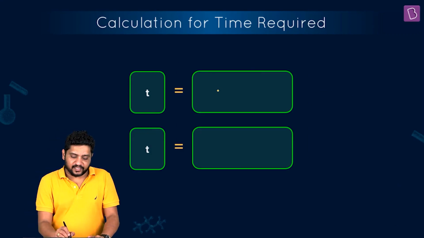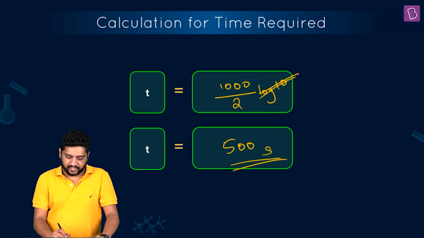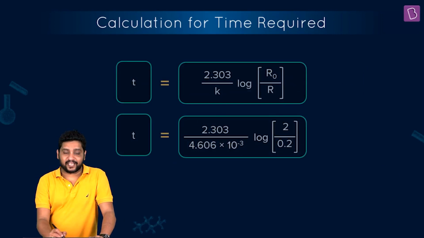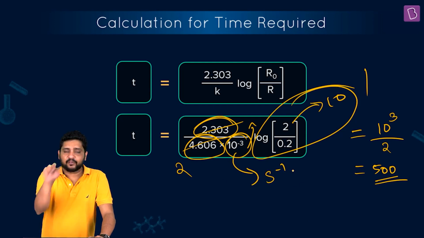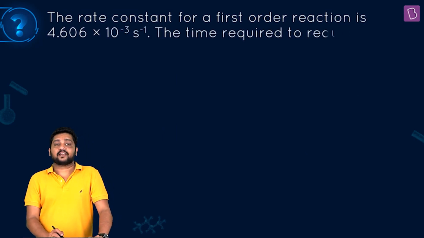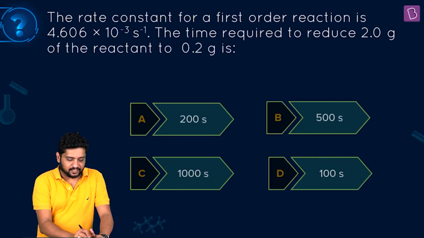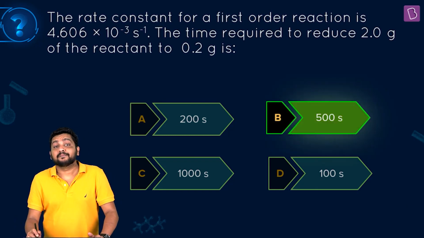So what we got is that t will be equal to 1000 by 2 into log 10, right? So this is obviously 1. We can say this answer will be 1000 by 2, which is 500 seconds, right? Second inverse was what was there in our k. You might be remembering, right? So in this we had second inverse. When it goes to the numerator, it will become positive 1. So 500 seconds is our final answer. Looking at the options here, where is our correct answer? It is of course option B.